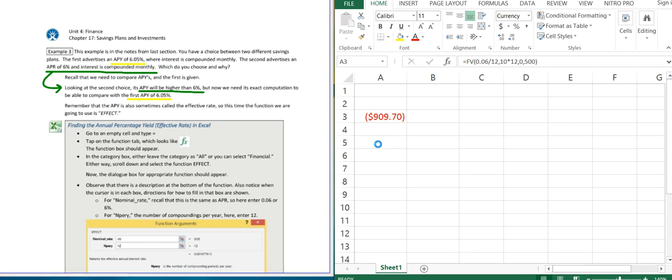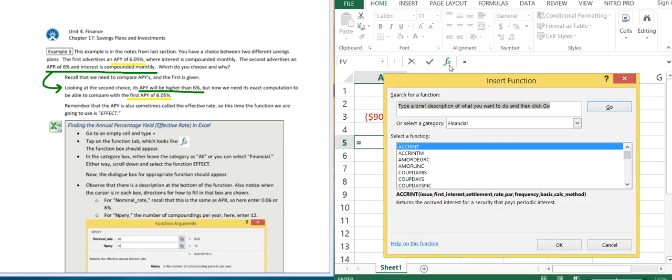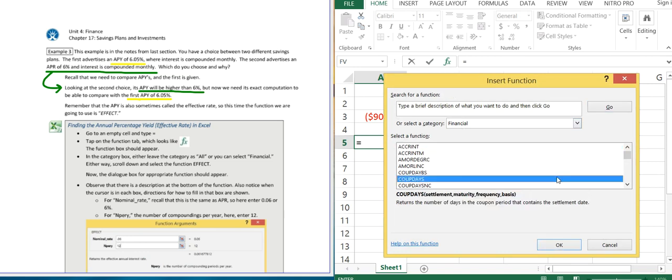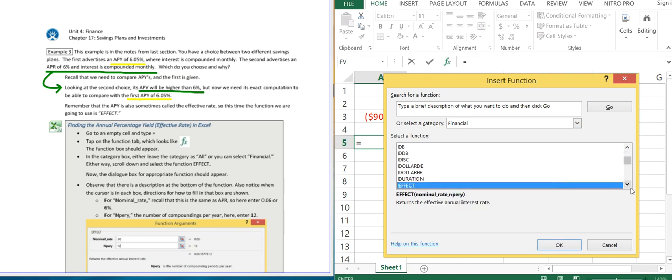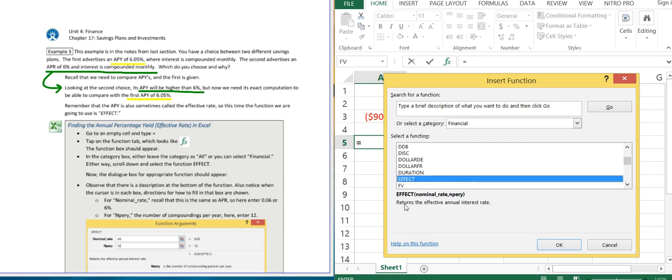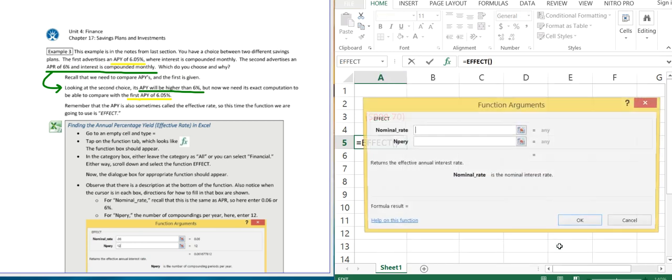This time we're going to use an Excel function called the effect function. So if you remember, nominal rate is another phrase for the APR. The effective rate is another phrase, vocab for the APY. So we go to an empty cell, hit equals, go to your little FX up here. And again, you're in financial, and so you can either just scroll down or just tap in here and type the letter E, but you want to get down to the effect, and it says it returns the effective annual interest rate. That's what we want.